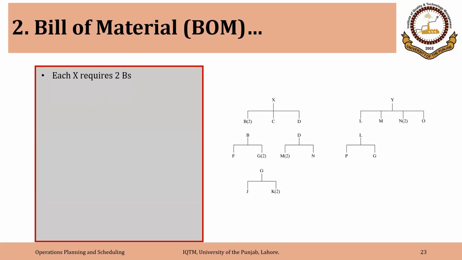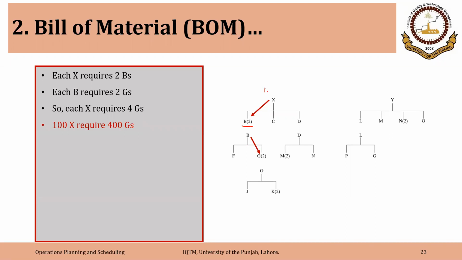Each X requires 2 Bs, right? Each B also requires 2 Gs. And each X requires 4 Gs. So 2 into 2, 4. Each X requires 4 Gs, so 100 Xs require 400 Gs.